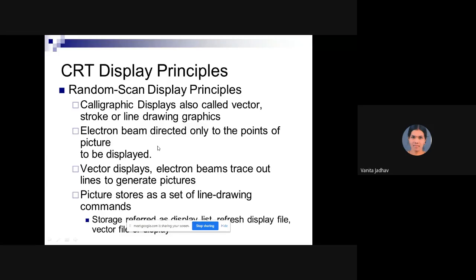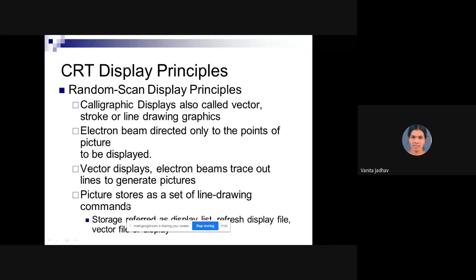Unnecessarily visiting the pixels which are not a part of the picture is avoided in the random scan display principle. But it draws the picture in the form of lines, it will not draw the picture in the form of pixels. So it is also called a vector display. Electron beams trace out lines to generate pictures. The picture is stored as a set of line drawing commands.